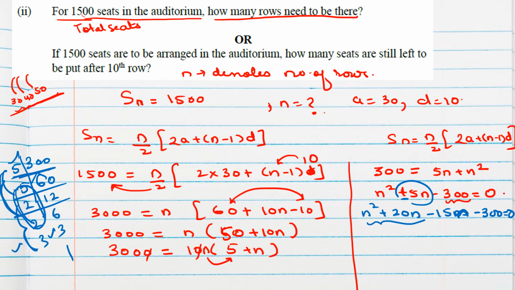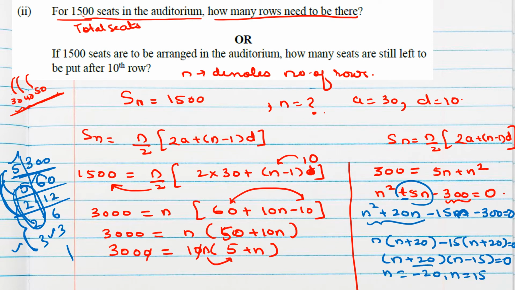Now we'll take n common, so n plus 20. Here minus 15 common, so n plus 20. So n plus 20 times n minus 15 equal to 0. So n is minus 20, n is 15.